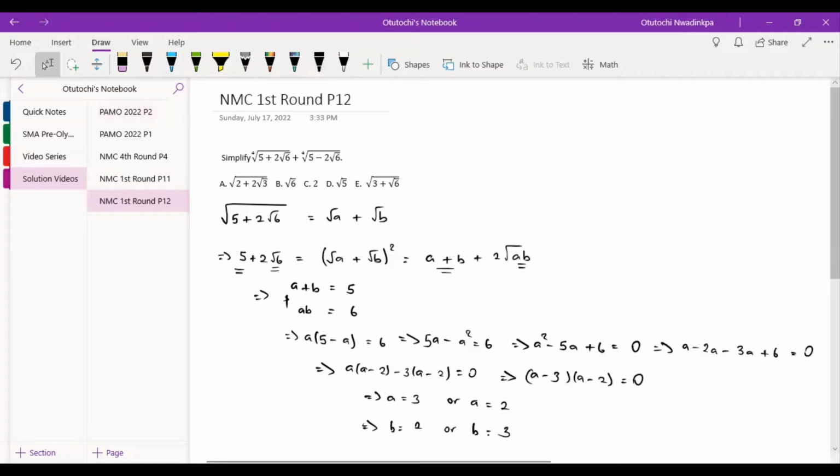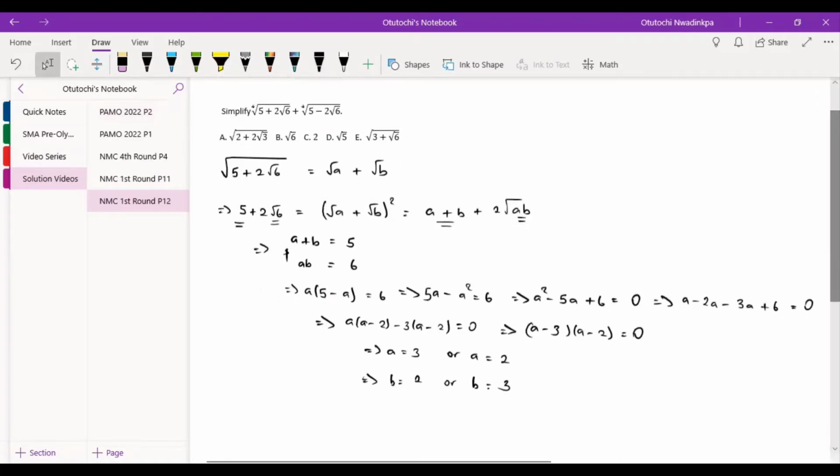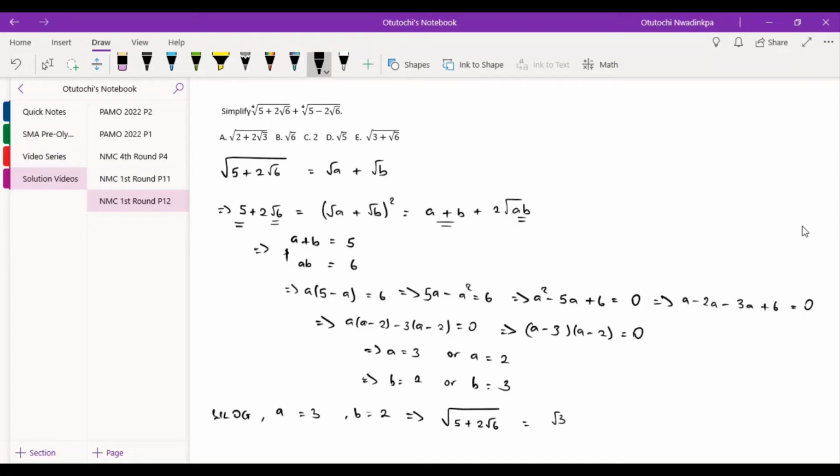So without loss of generality, because there's no order in which a and b should come, we can set a is equal to 3 and b is equal to 2. And this is going to imply that the root of 5 plus 2 root 6 is equal to root 3 plus root 2.